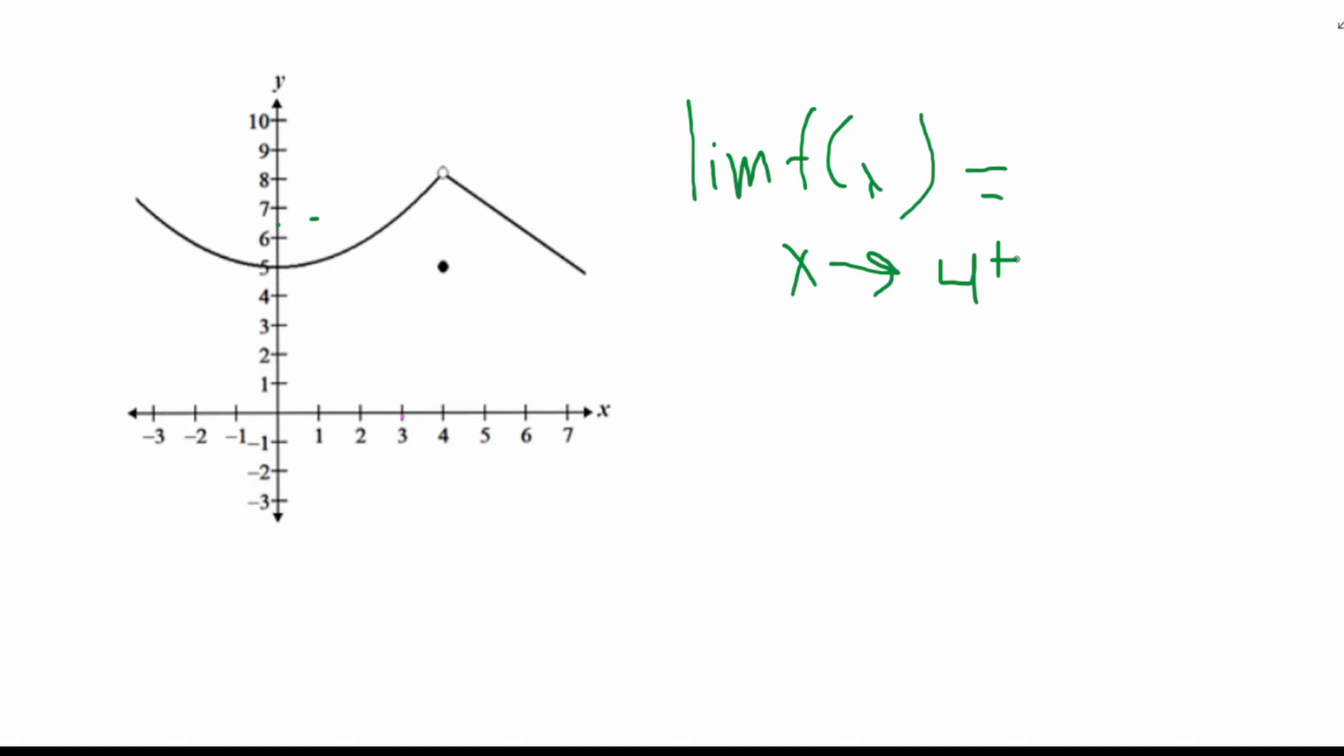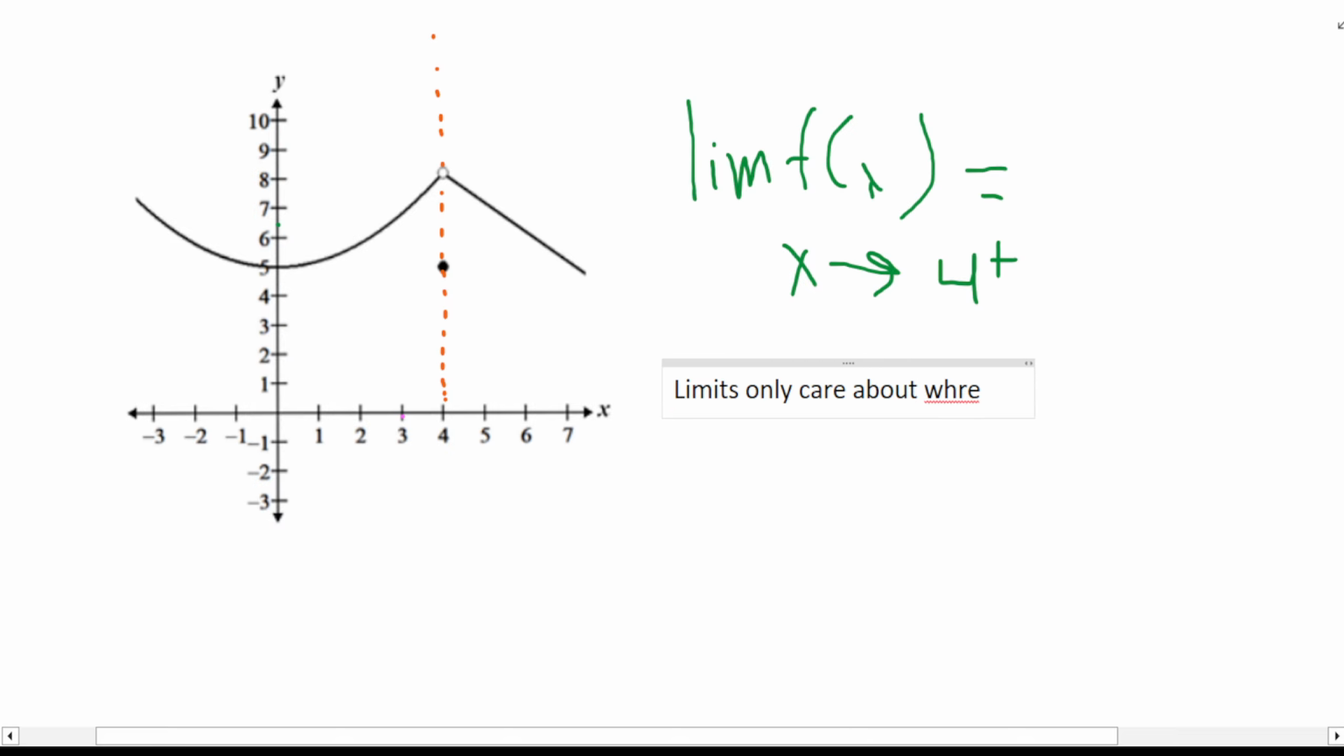So let's say I want you to find the limit as x approaches 4 plus, and you'll see what I'm talking about, because you'll notice at x equals 4, there's a lot of stuff going on. But remember, limits only care about where the line travels, not the points. So notice that I have an open point at x equals 4 and a closed point. So you're going to follow the line.